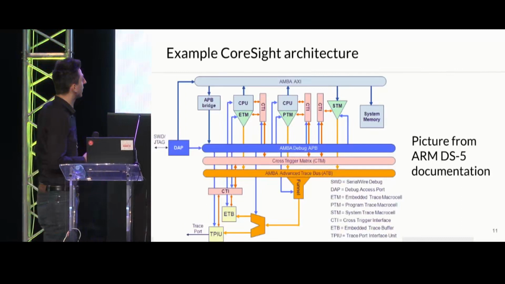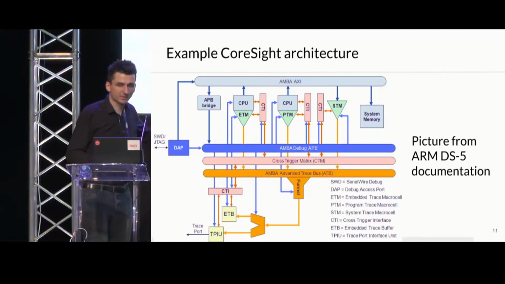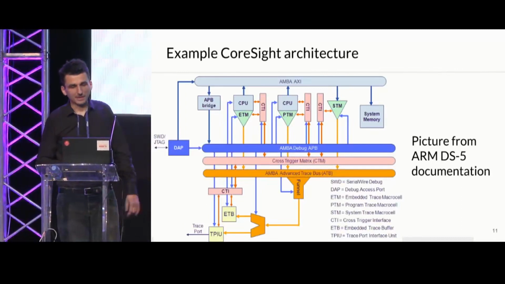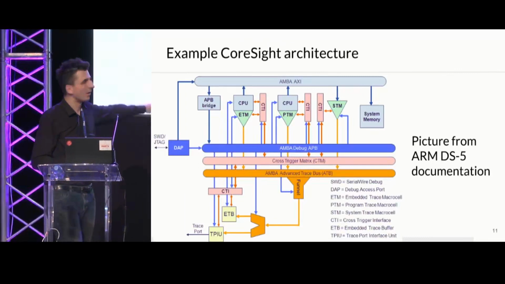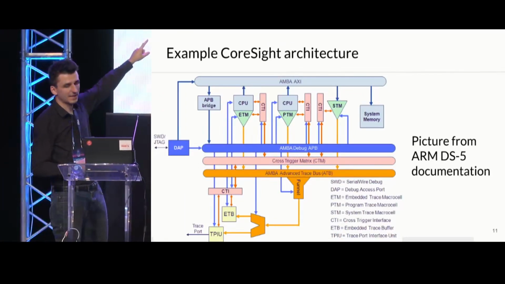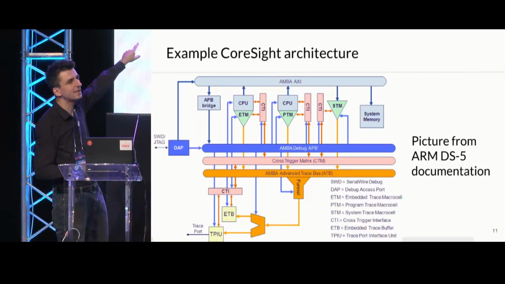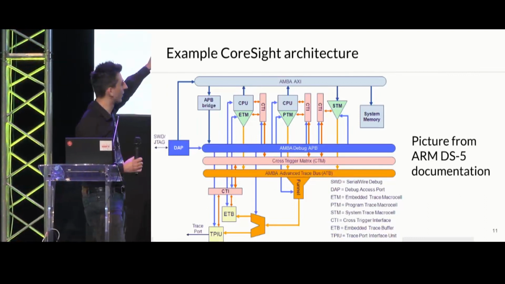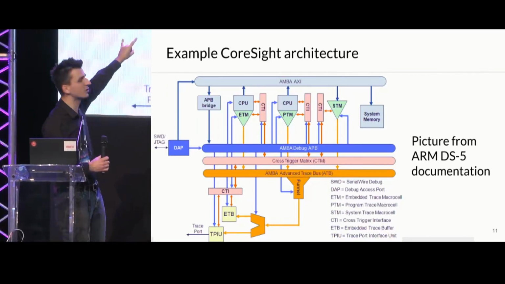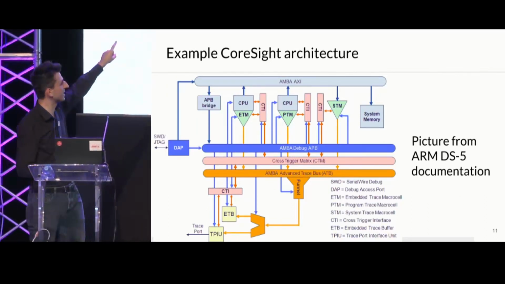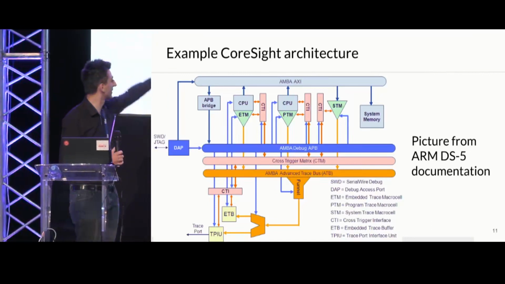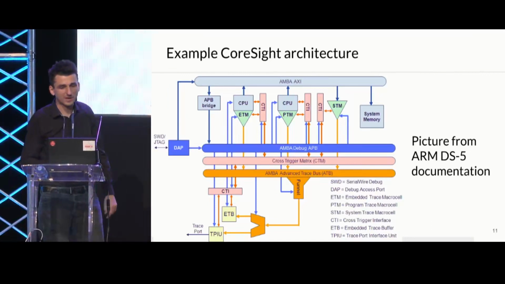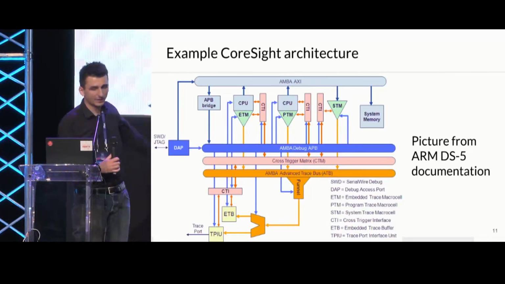So an example CoreSight architecture. This is a picture from the ARM DS-5 documentation. So you basically have an ETM or a PTM attached to each of the cores. This is slightly unusual. I think this is just to show that you could do this, but you wouldn't do this. You wouldn't attach both an ETM or a PTM if it's the same type of core that you have here. So maybe it's two different cores.